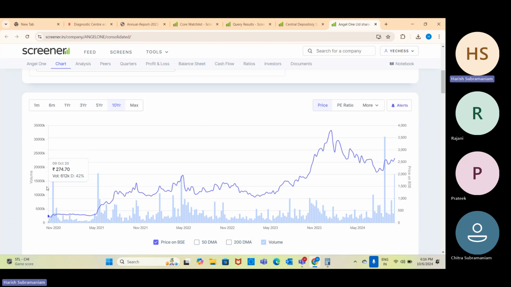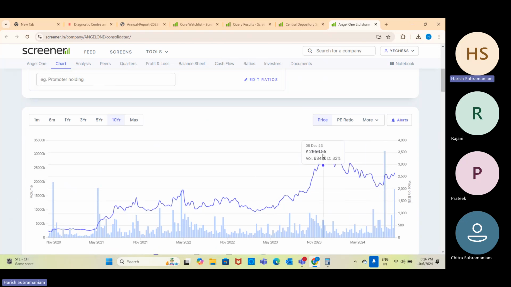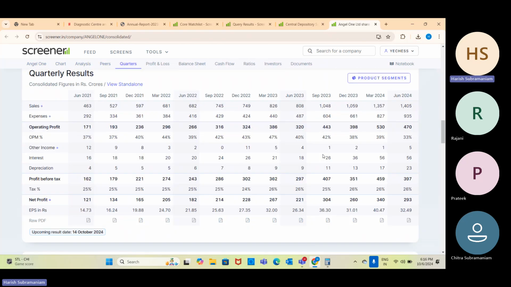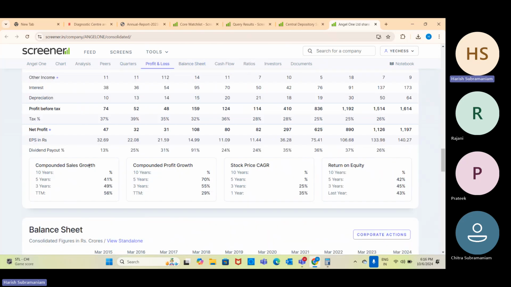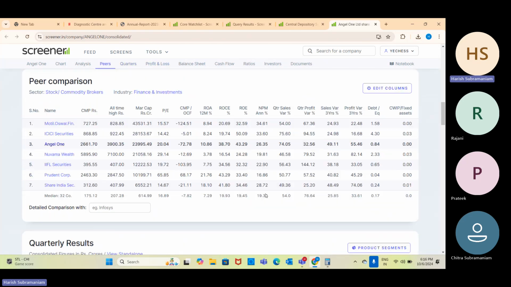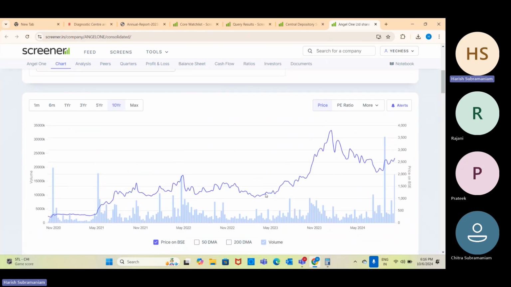Angel One is a stockbroker like Zerodha. It was at 274 rupees. Now it is at almost 10 times that within just 4 years, right? So wherever we see high sales growth here, you can see we don't have a 10-year number, but 5-year sales growth is high. And then compounded profit growth is high. Wherever we see that compounded sales growth and compounded profit growth over a period of time is high, we will see that the stock price has typically gone up, right?